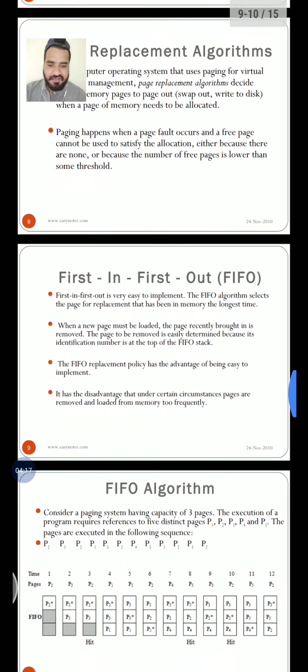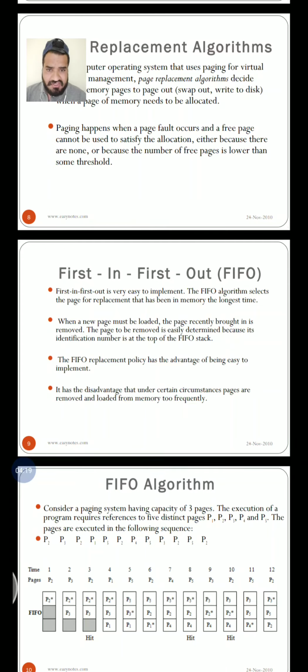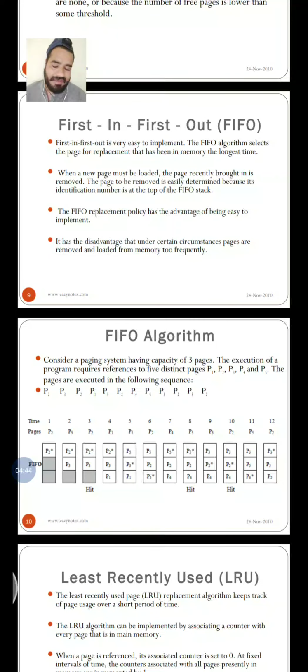You can see how it is working. First in, first out is very easy to implement. The FIFO algorithm selects for replacement the page that has been in memory the longest time. The page which has spent the longest time in memory will be replaced first. It is obvious that the page which entered first will have spent the longest time compared to the others. Clear?